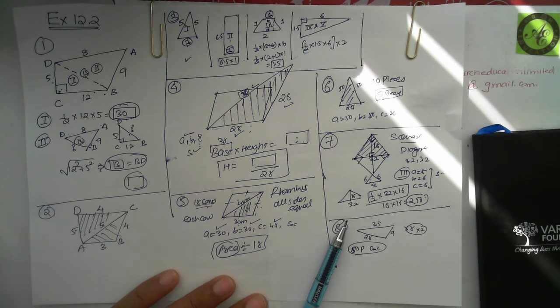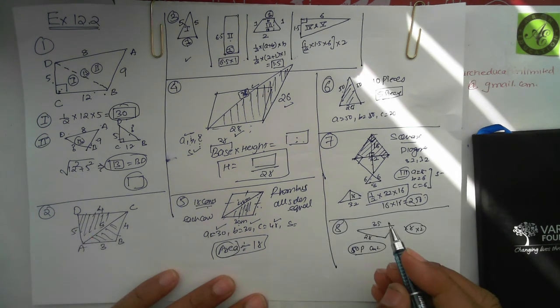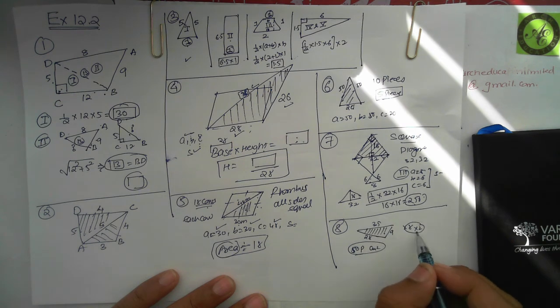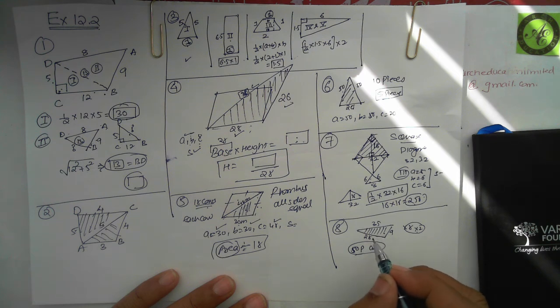Right, so question number 8, there are 8 tiles of gray color as shown in the diagram, 8 tiles of white color, total 16. It's a triangle shape, 3 sides given. A is 28, B is 9, C is 35. Use Heron's formula to find the area of 1.